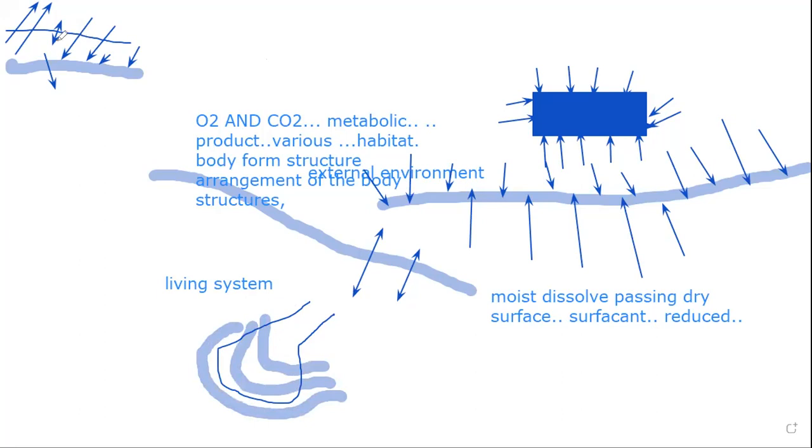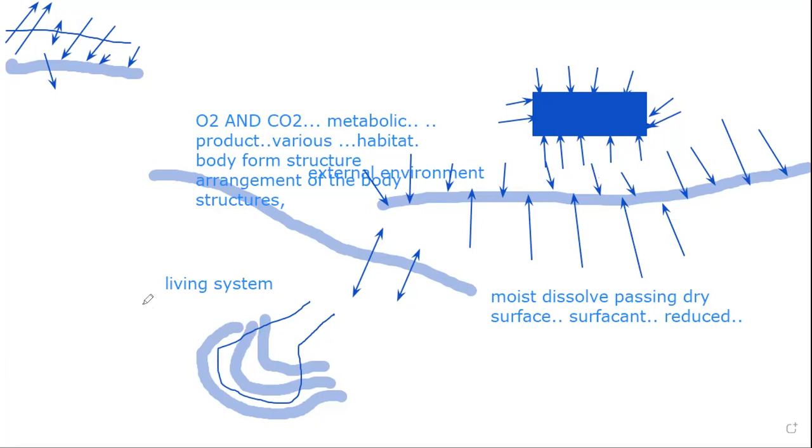The respiratory surface must be thin. The respiratory surface must be moist. The respiratory surface must have a large surface area. The respiratory surface must be richly supplied with blood vessels. It should be highly vascularized.